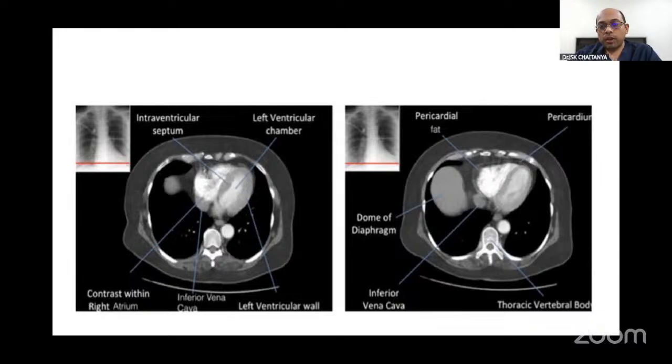or not. How is the pericardium? How is the pericardial space? Is there any fluid there? How are the lung parenchymas, posterior lower lobes, the domes of the diaphragm? So all these things come up when we go further down.